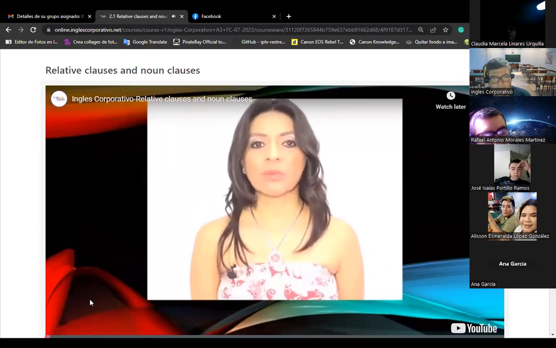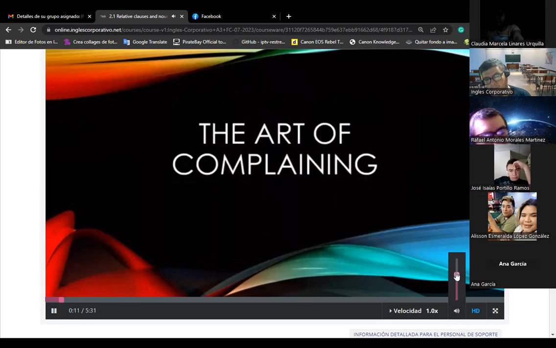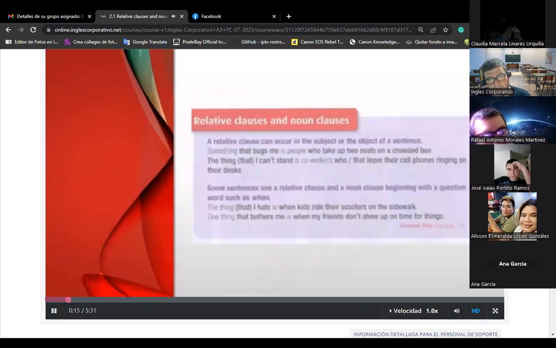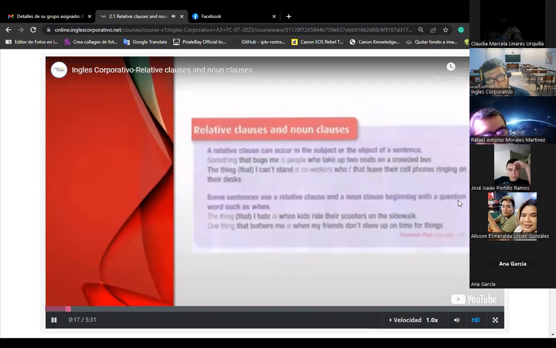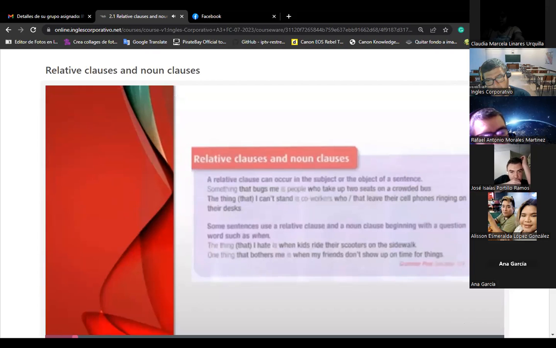Hi, let's keep on talking about relative clauses. This time they can occur in the subject or the object of the sentence. Stay around and listen to the explanation. Relative clauses and noun clauses. A relative clause can occur in the subject or the object of a sentence.